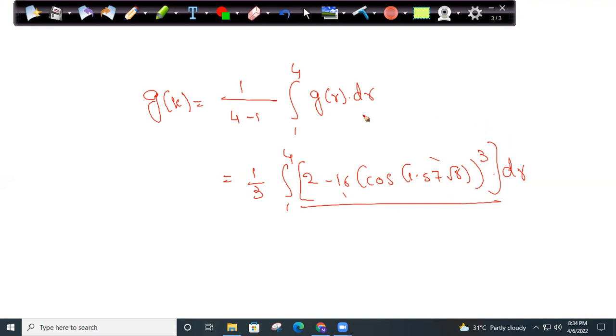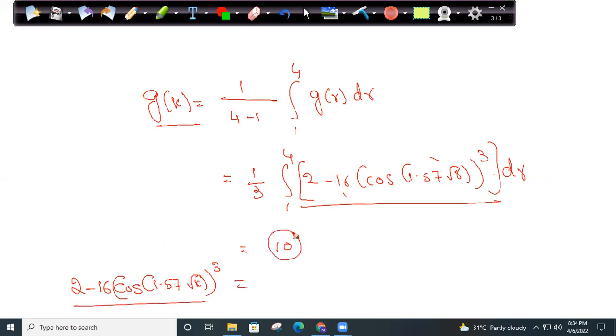So first you need to find what this value is. You'll get some value, 10, 20, 30, whatever the value is. Assume that you are getting a value of 10. Now g of k, what is g of k? 2 minus 16 into cos of (1.57 root k) whole cube. This is my g of k.